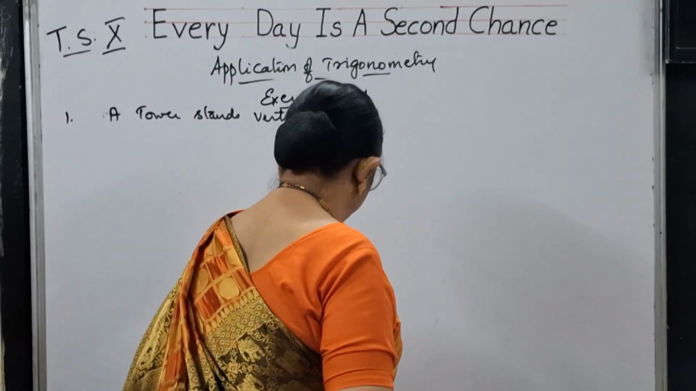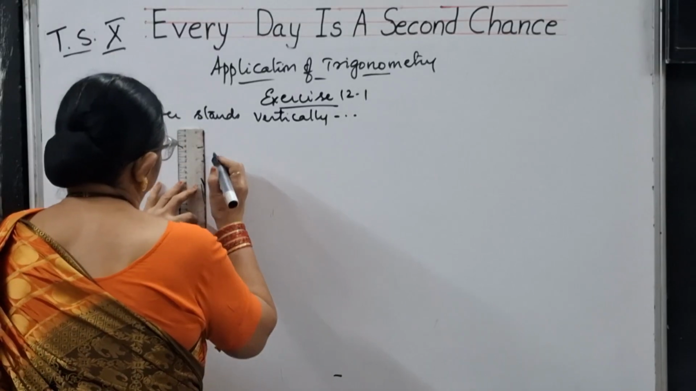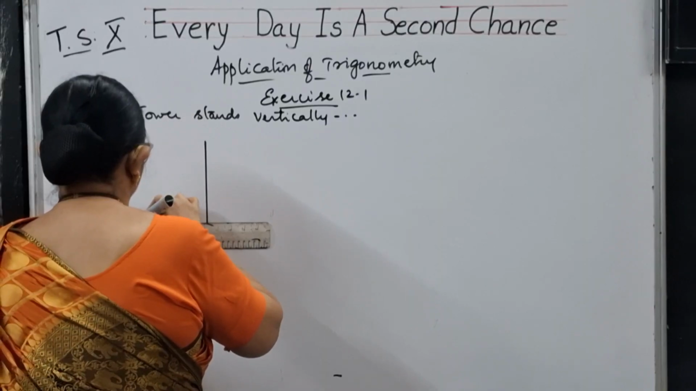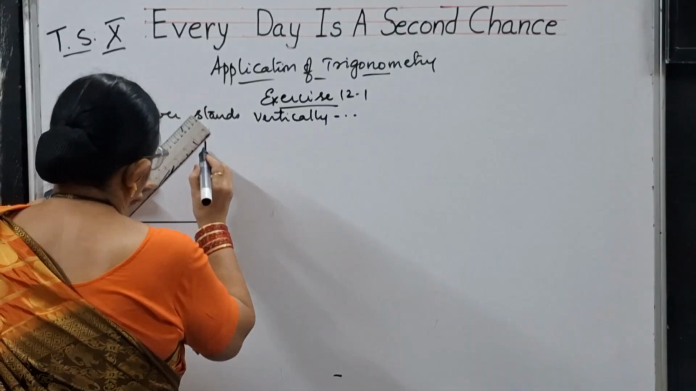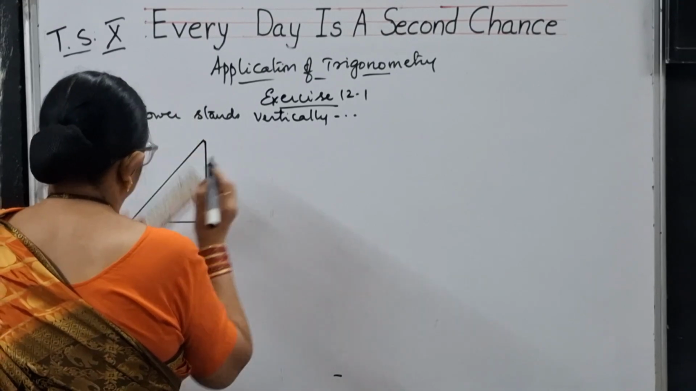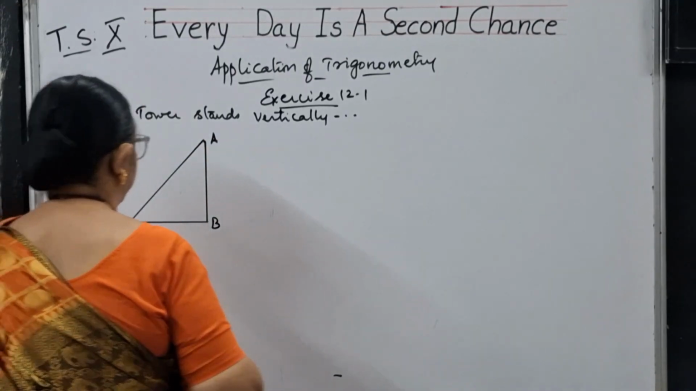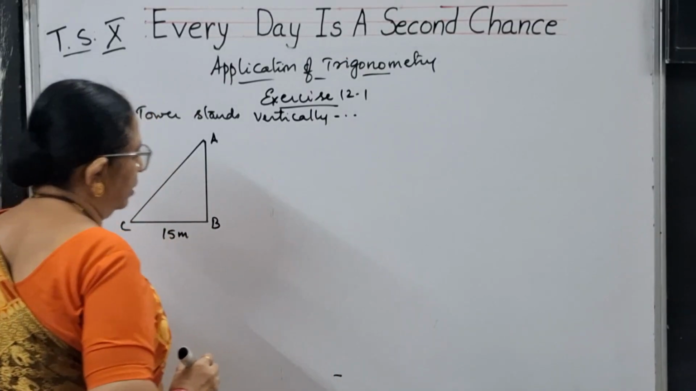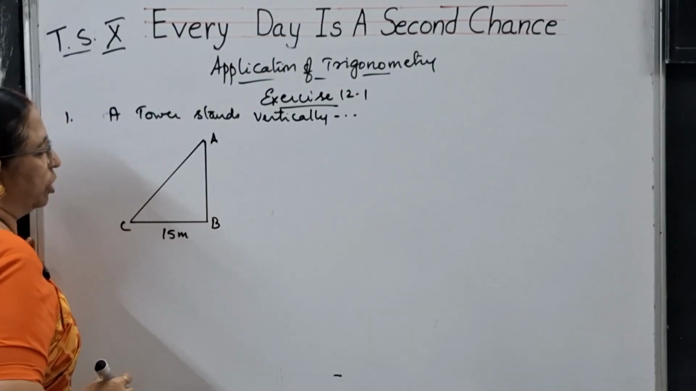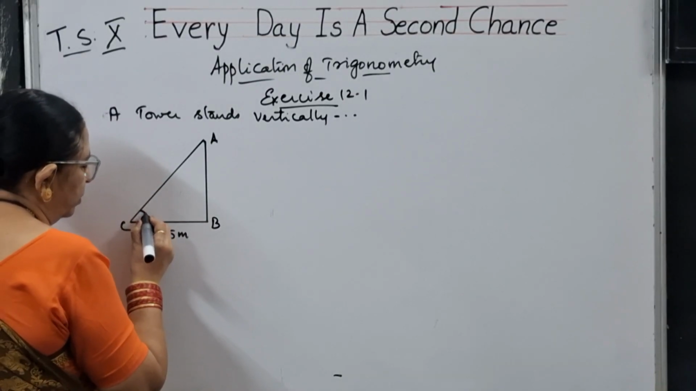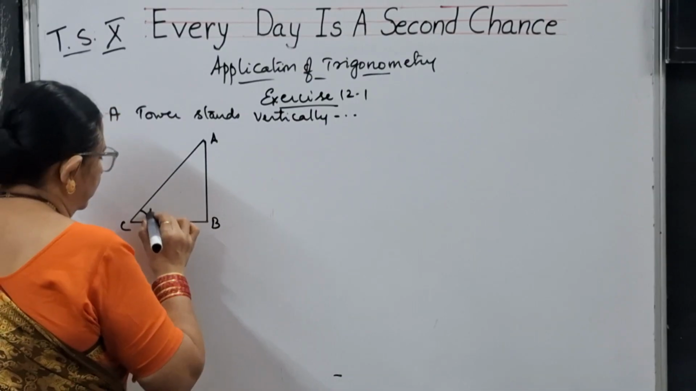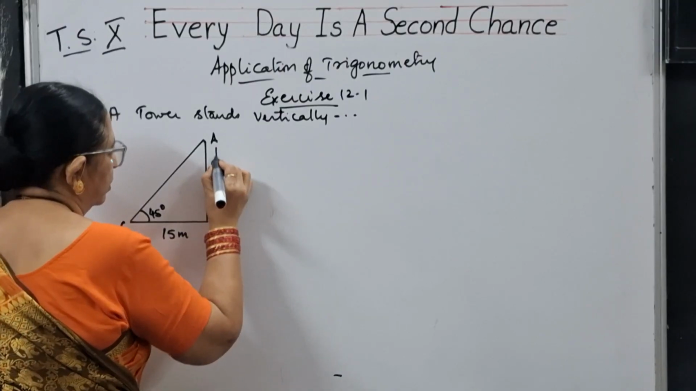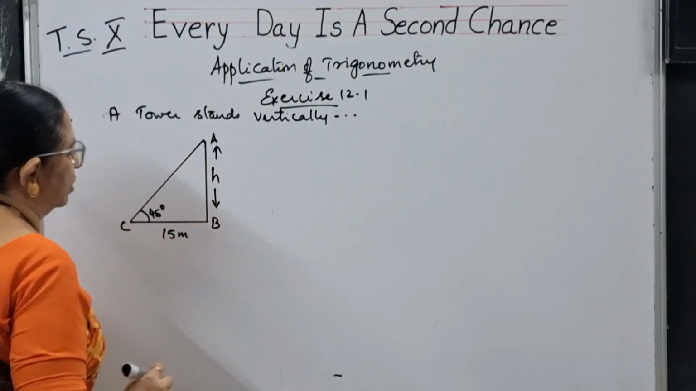There is a tower standing vertically on the ground. So this is a tower. Let us consider A, B as a tower, and C is a point which is 15 meters away from the base of the tower, the foot of the tower. And here the angle of elevation is given as 45 degrees. Now the question is, what is the height of the tower?